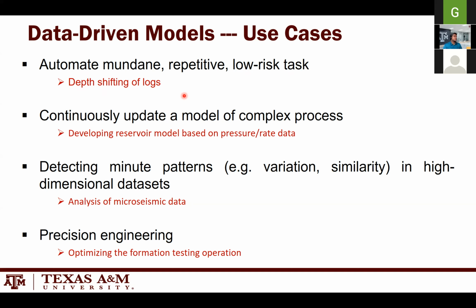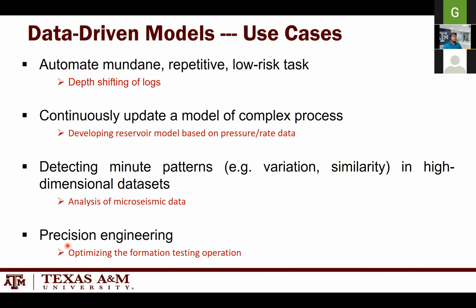If you want to build a model that continuously updates, an example would be a reservoir model that is continuously updating with pressure and rate data, you need ML techniques. If you want to detect minute patterns, let's say you want to detect presence of fractures or propagation of a fracture, so for minute patterns in a high dimensional data set, you need these techniques. Example would be when you analyze microseismic data.